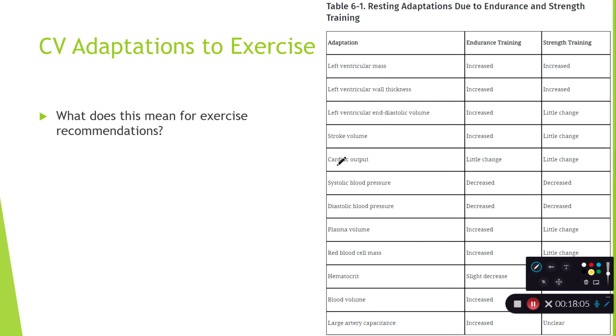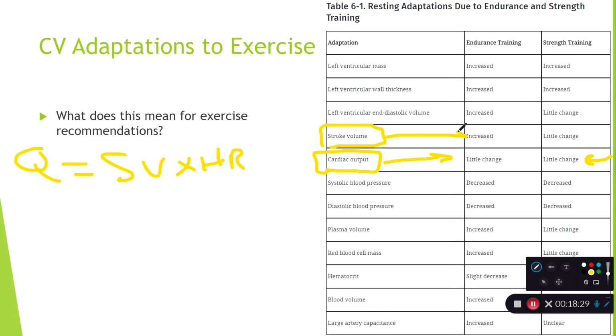Now, coming back to cardiac output and exercise. Remember, cardiac output equals stroke volume times heart rate. But we look here, and the adaptation to exercise for both strength and endurance is little change. Well, how can that be? Especially because we see that stroke volume, especially as a result of endurance training, increases.